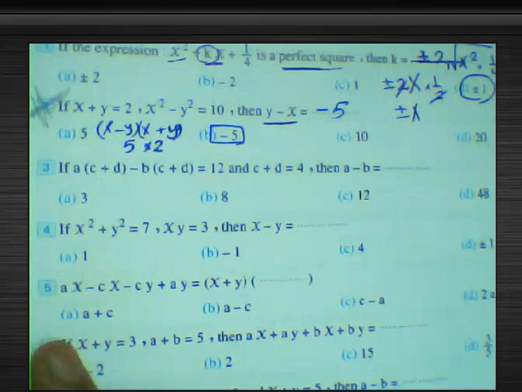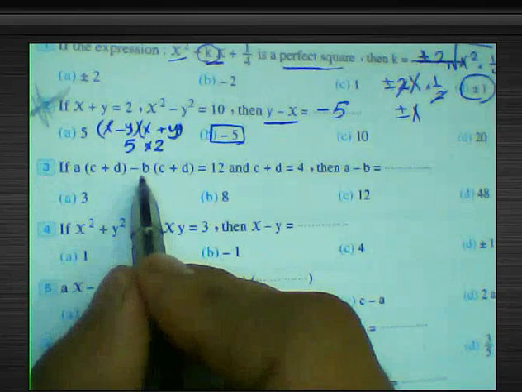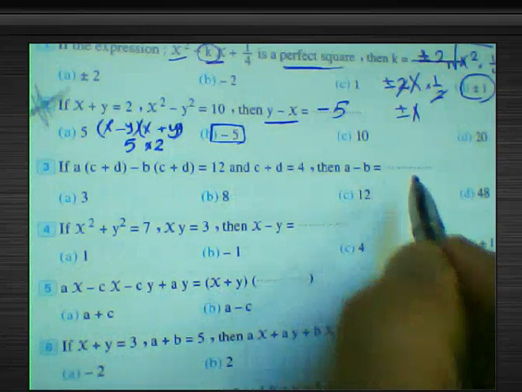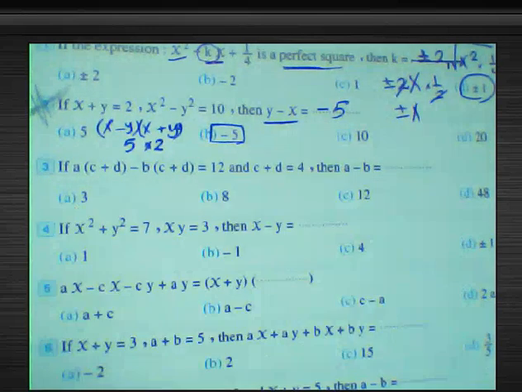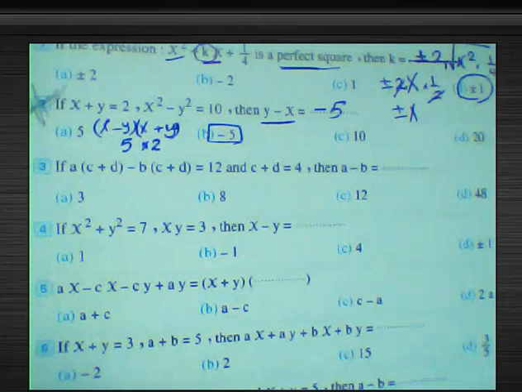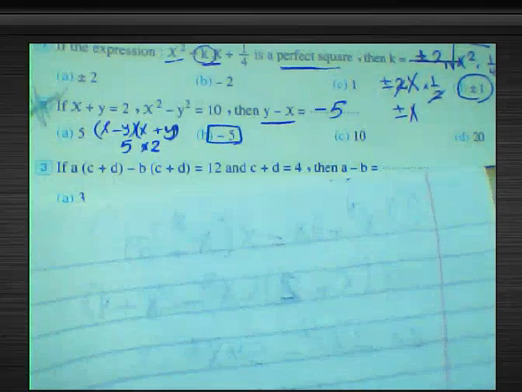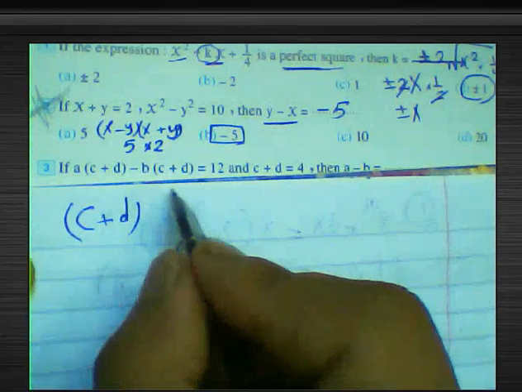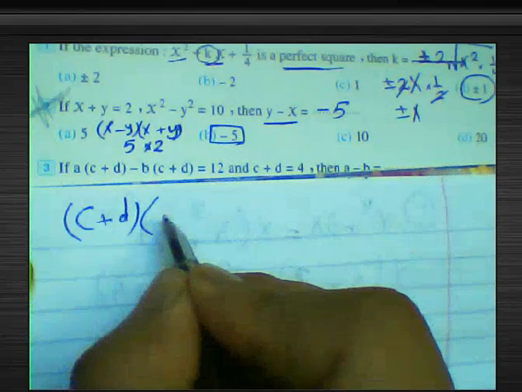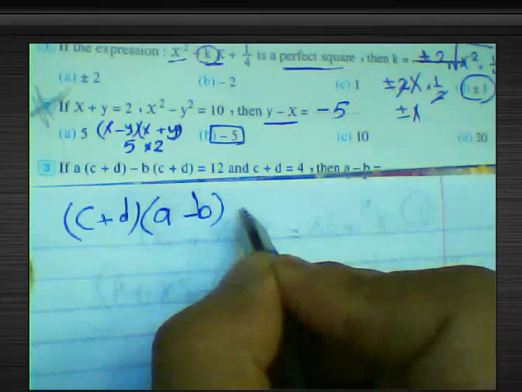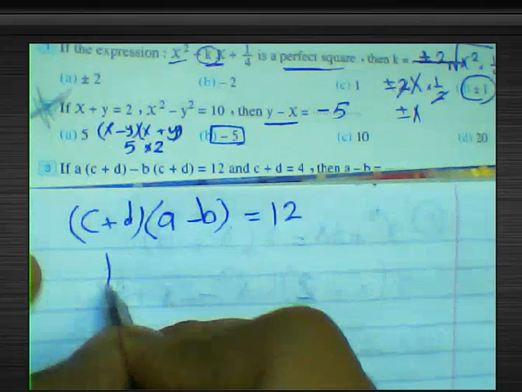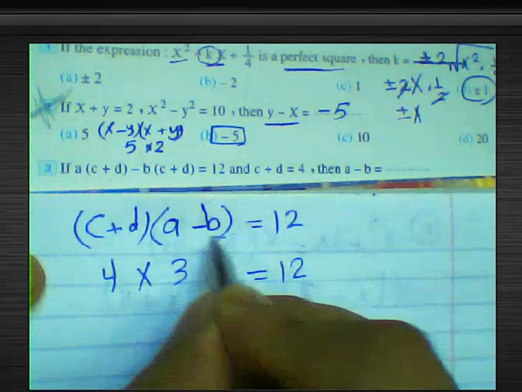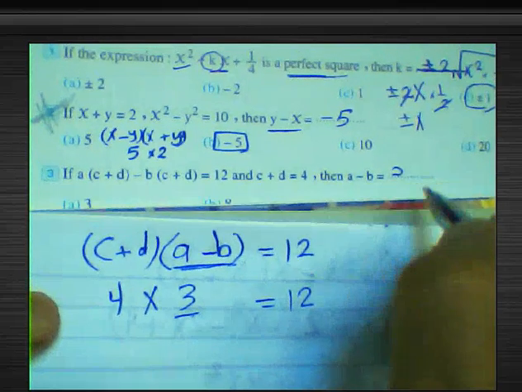Question number 3. If a multiply c plus d in brackets subtract b multiply c plus d in brackets equal 12 and c plus d equal 4, then a subtract b equals blank. We can factorize this expression. Look at it with me here. We can write c plus d, the common factor between two terms, and the result will be a subtract b. It will be equal 12, and c plus d was 4. He gives us c plus d equal 4. Then 4 multiply 3 equal 12. Then a subtract b equal 3. Write 3 here.